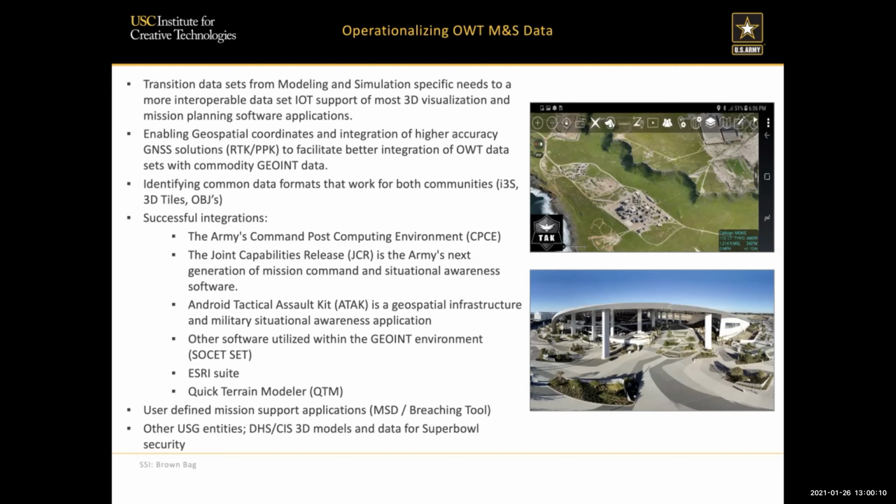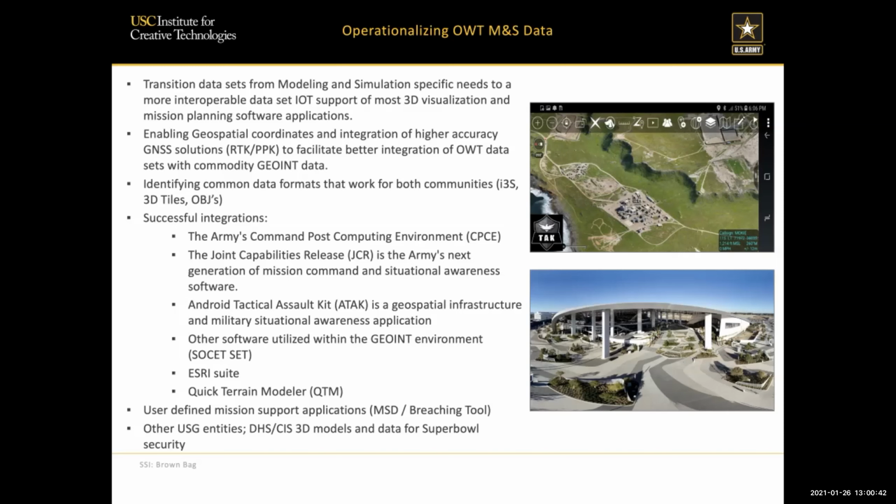So what we wanted to do: modeling and sim typically resides in a 0, 0 coordinate space. They're a single scene. They don't typically interact with other data sets. And that's okay, but we wanted them to be more like traditional GIS data and interact in the real world place and space. So we wanted to transition these data sets from a modeling and simulation specific need to a more interoperable data set that could support more 3D visualization and mission planning software. And then, can we operationalize it? So that was a two-step process.